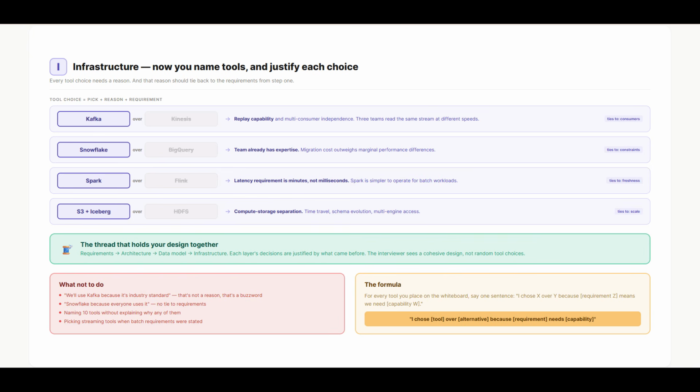I is infrastructure. Now and only now, you name specific tools and justify each choice. Kafka over Kinesis because you need replay capability and multi-consumer independence. Snowflake over BigQuery because the team already has Snowflake expertise and migration cost is high. Spark over Flink because your latency requirements are minutes, not milliseconds, and Spark is simpler to operate. Every choice should have a reason, and that reason should tie back to the requirements you clarified in step 1. That's the thread that holds your design together.